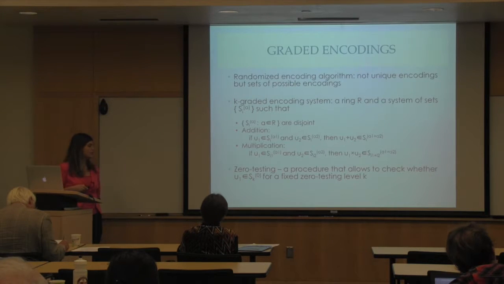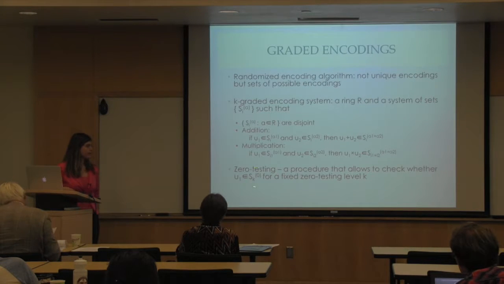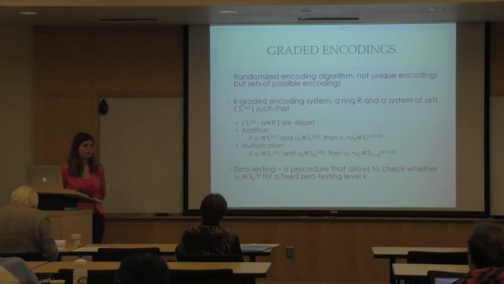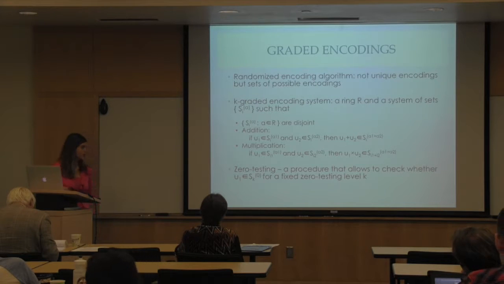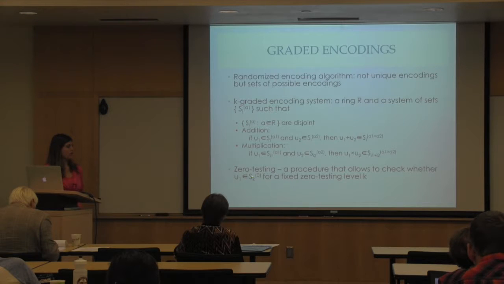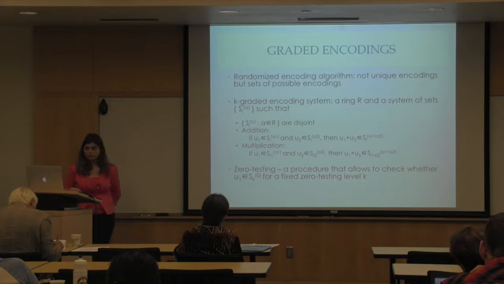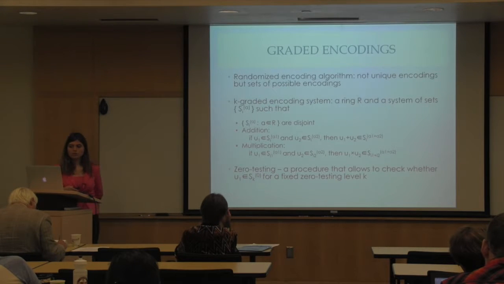So zero testing will give us the ability to check if we have an encoding at some specific level, which will be our zero testing level K, which will be fixed together with the parameter in this case. It will give us the ability to check whether this encoding is actually an encoding of zero. So these are the properties of this K-weighted encoding system.